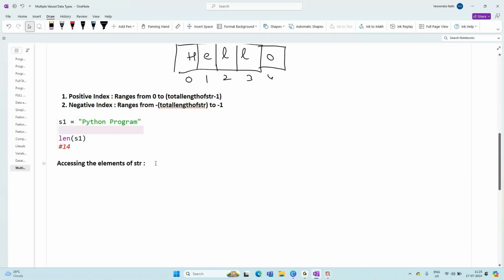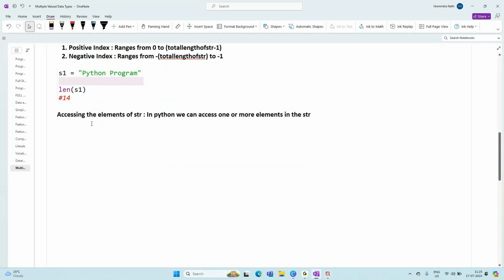In Python, we can access one or more elements in the str collection. Okay, str can be called a collection. That is different. Yes, in Python we can access one or more elements in the str. Now, first one is single element access.